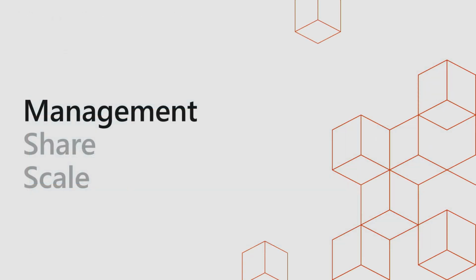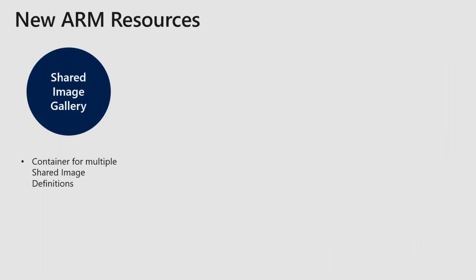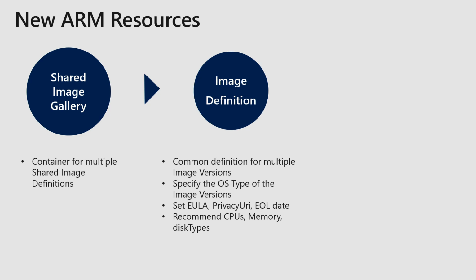Let's talk about management first. With shared image gallery, we're introducing new ARM resources. The first one, as the name suggests, is the shared image gallery, which is a container for multiple image definitions. Image definitions are itself a container, basically a collection of multiple versions. Think of Ubuntu 18.04, which could have multiple versions, which could be monthly patches, or you could have a lab with multiple versions as the course is updated. Those are just some examples of image definitions.